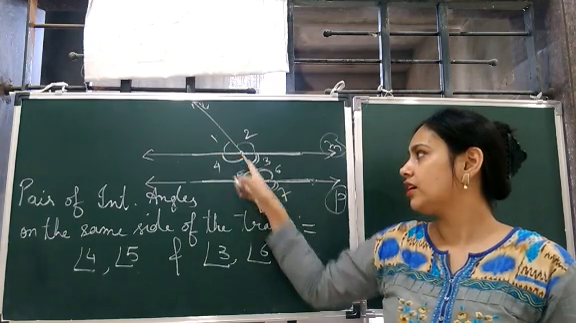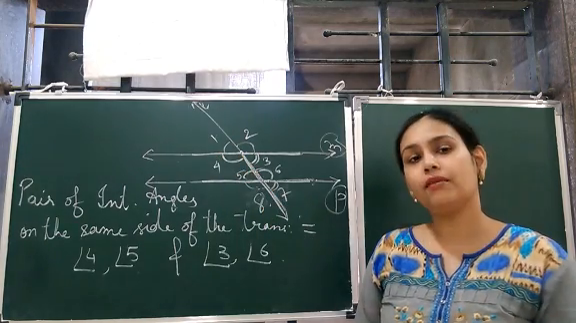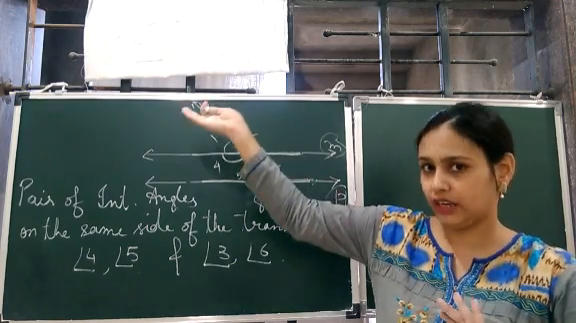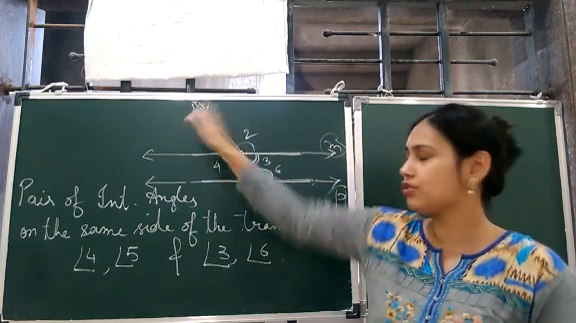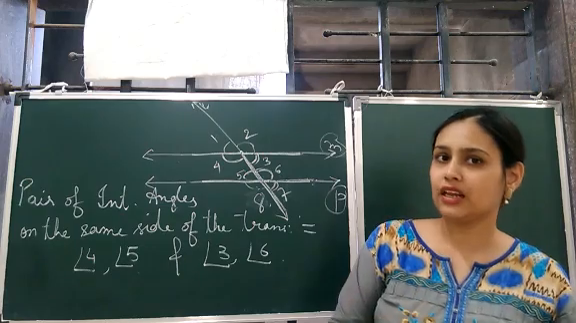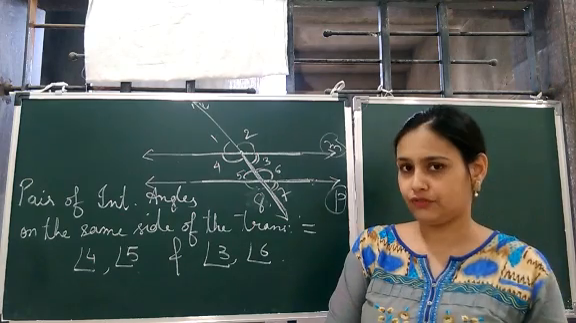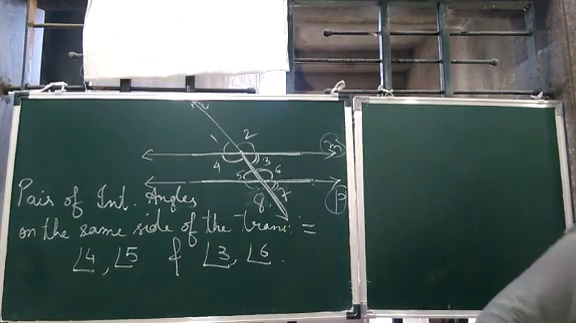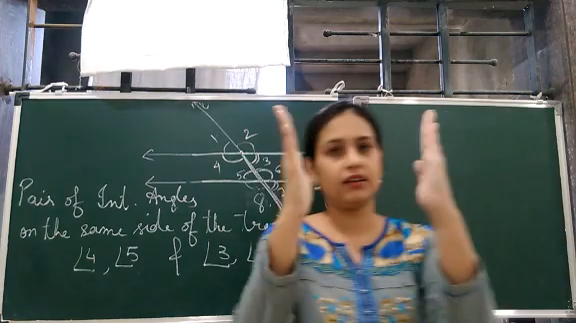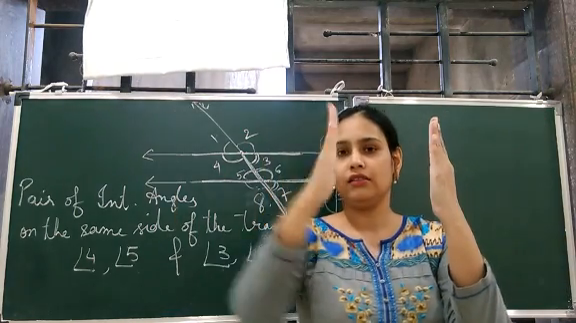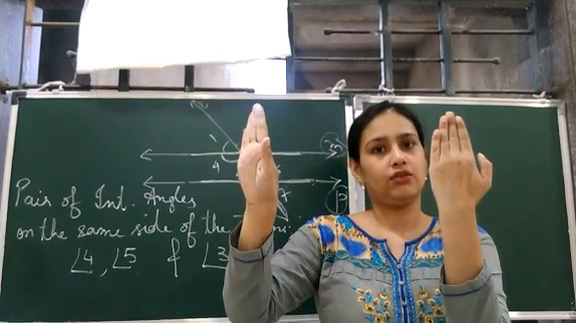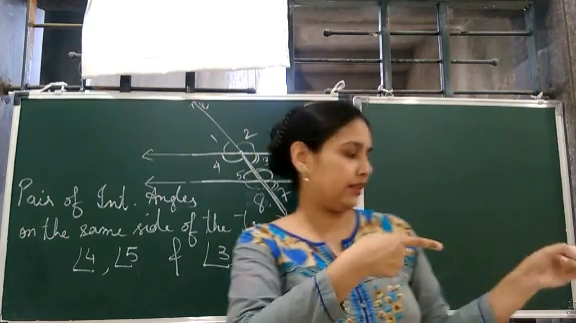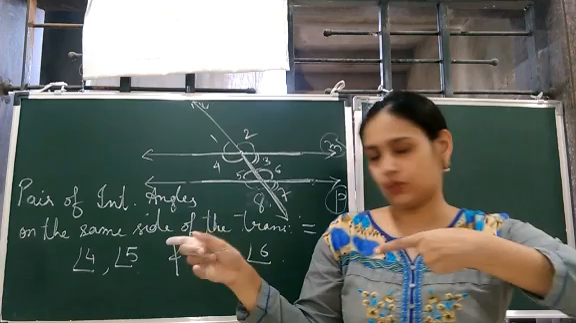Here they correspond. They sit beside each other, but not facing each other, they are looking in the same direction. If one is looking right, the other one is also looking right. If one is looking left, the other one is also looking left. Something like this, these are the two hands. If this one is looking this side, this one is also looking this side. Corresponding angles.